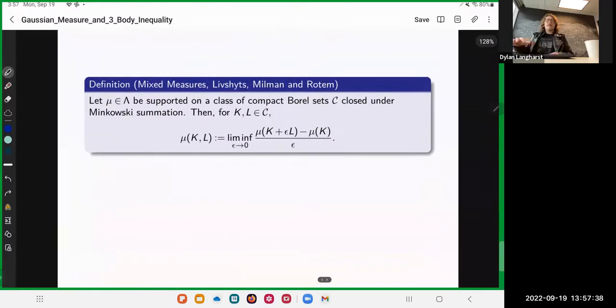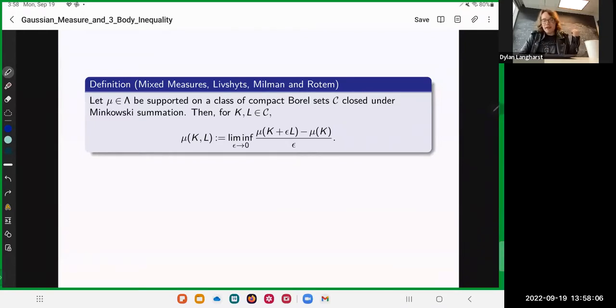All right, so now we've introduced our measure theoretic surface area. We saw the generalization of concavity. Let's finally generalize mixed volume. So here's a definition, which has appeared historically, but we're following a standard notation, hammered in by Livshyts, Milman, and Rotem. So I have some measure mu, and I have some set where Minkowski sum makes sense. Then the mixed measure of K and L is simply the lim inf we saw in the previous slide. But now L doesn't have to be a ball.